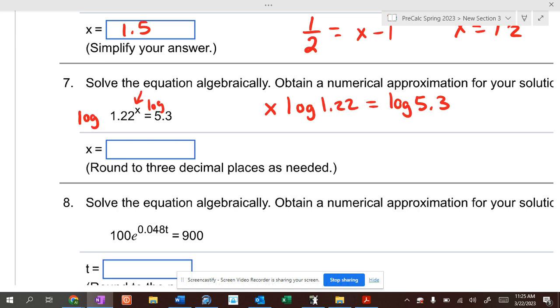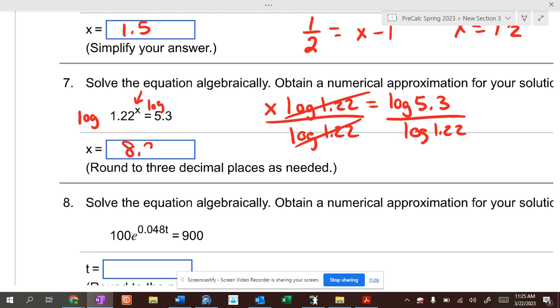This log went in front of here, this log went in front of here, and then the x goes in front of the log. How do we get x alone? Divide by the log of 1.22. So on your calculator, you take the log of 5.3 divided by the log of 1.22. What do you get to 3 decimal places? Good enough. I'm good with that. Okay, we can do that, right?